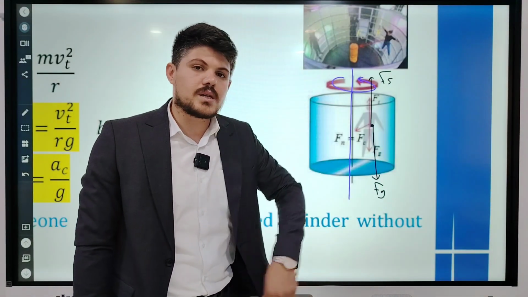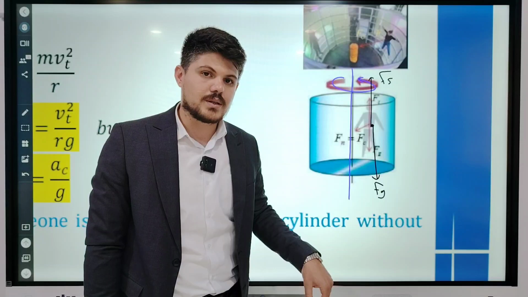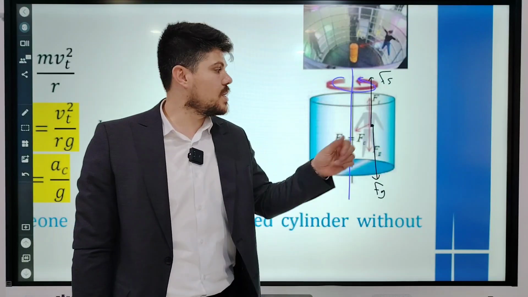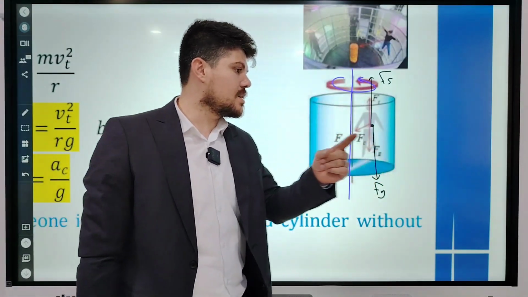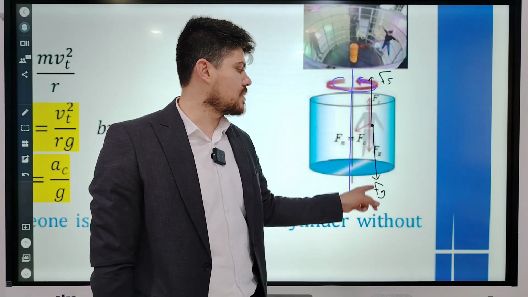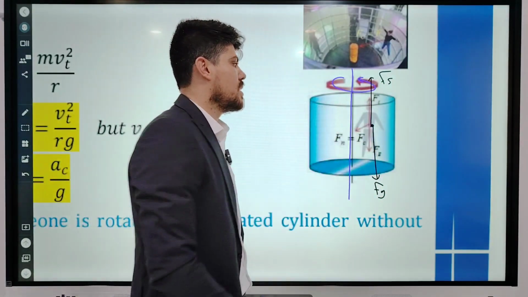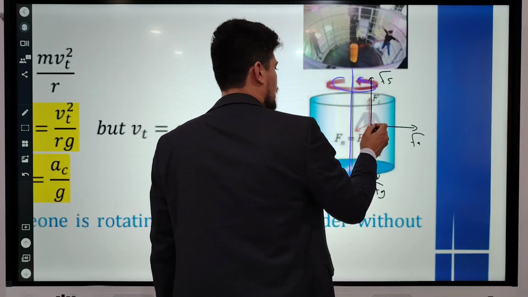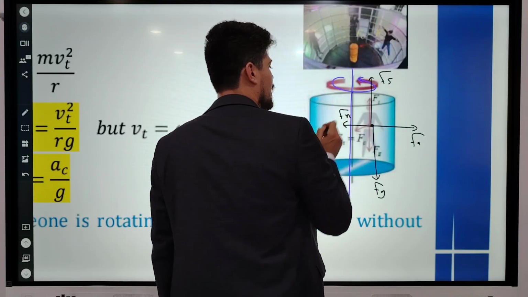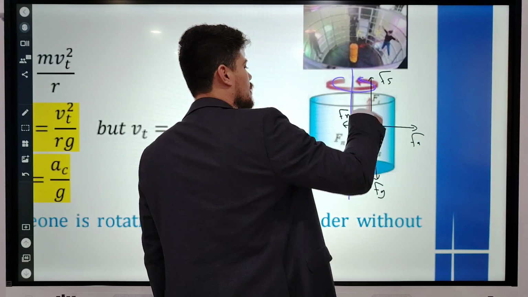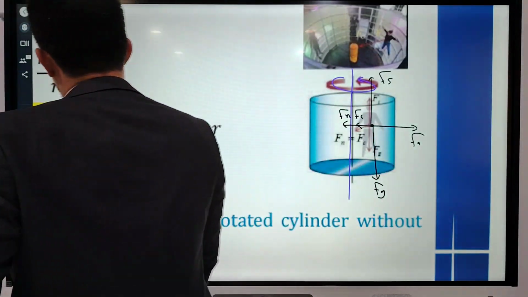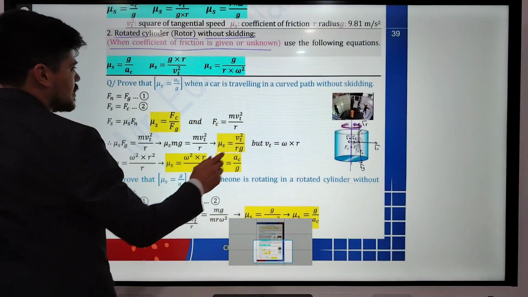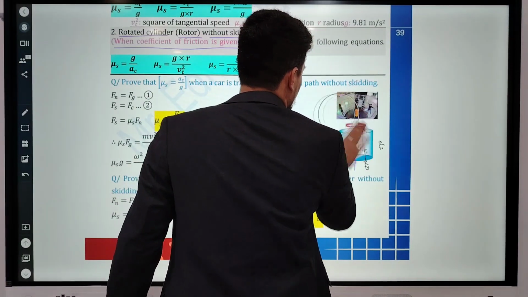When a car is moving in a circular path on the ground, the gravitational force is in the opposite direction of the normal force. But when the object rotates inside the cylinder, the gravitational force is in the opposite direction of what? Fs. So this is the action force by the rotating body. There is a reaction force which is equal to Fn. In that case, Fn is toward the center, so that is why the normal force provides the centripetal force for the rotating cylinder.